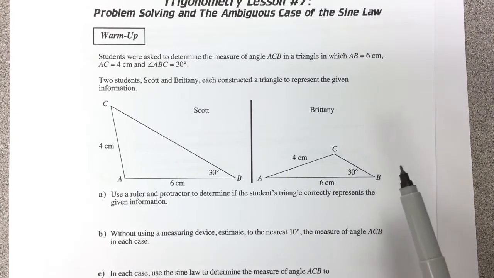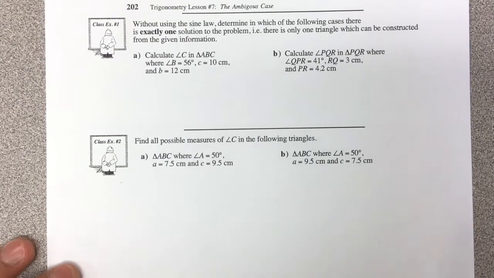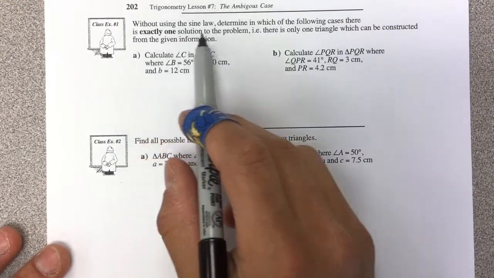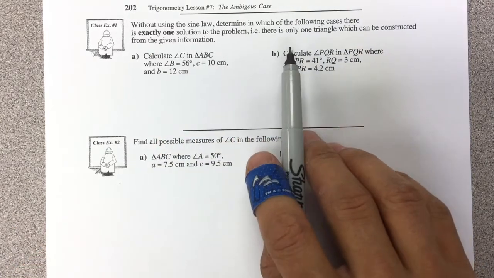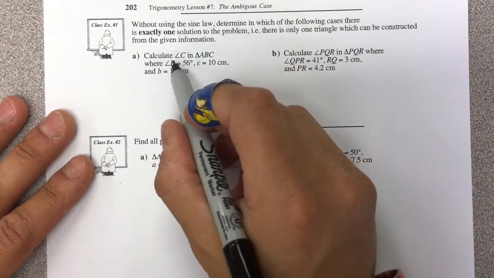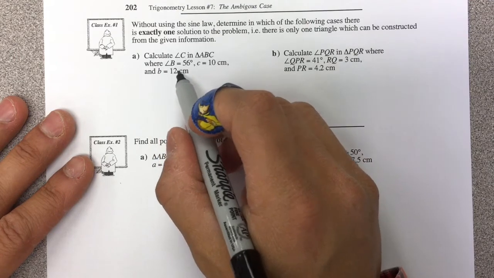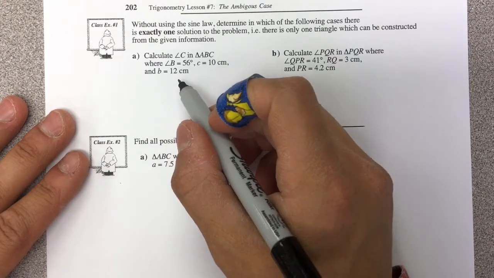Now, this occurs some of the time, and there's some criteria as to how many solutions there are going to be for a triangle, and we're going to be looking at that in class. However, I am going to show how to do these first two examples. So, without using the sine law, determine in which of the following cases there is exactly one solution to the problem, where only one triangle can be constructed from the given information. So I calculate angle C in ABC, where angle B is 56 degrees, side C is 10 centimeters, and side B is 12 centimeters.